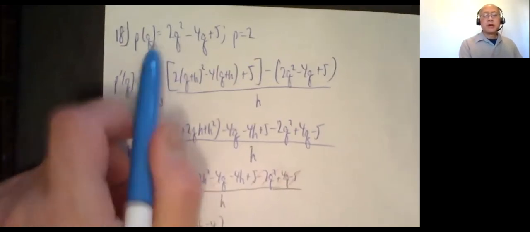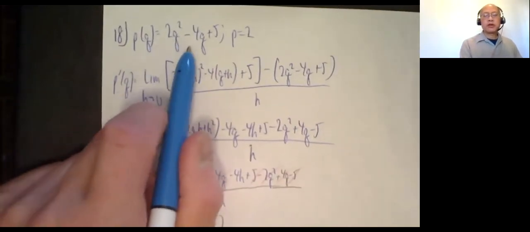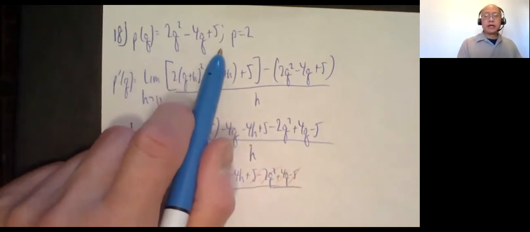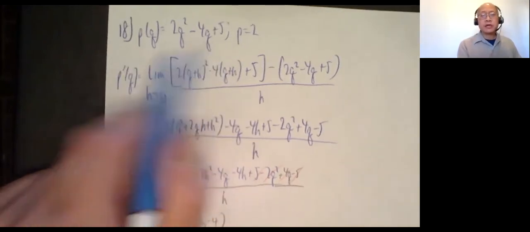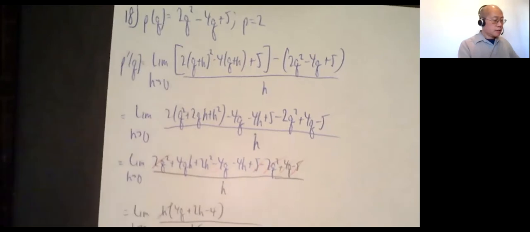So here's 18. P of Q is 2Q squared minus 4Q plus 5, and at Q equals 2. This could be price and quantity, perhaps.